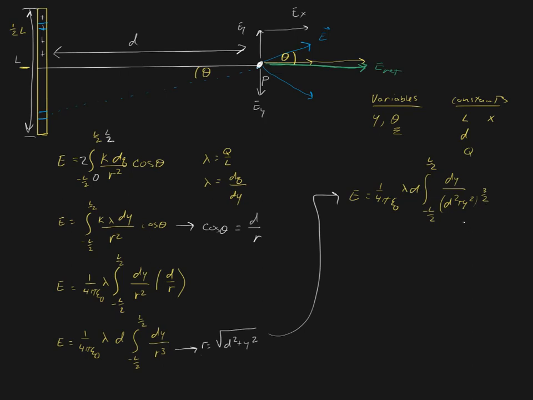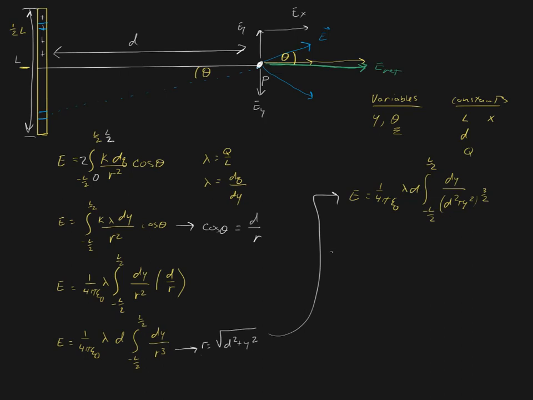Now, this is an integral that you can look up, or you can use your calculator if you have a calculator that does the calculus in variable form, like the Inspire CAS or the TI-89. So, you can do that. Okay, so you can look up this integral for 1 over d squared plus y squared to the 3 halves.